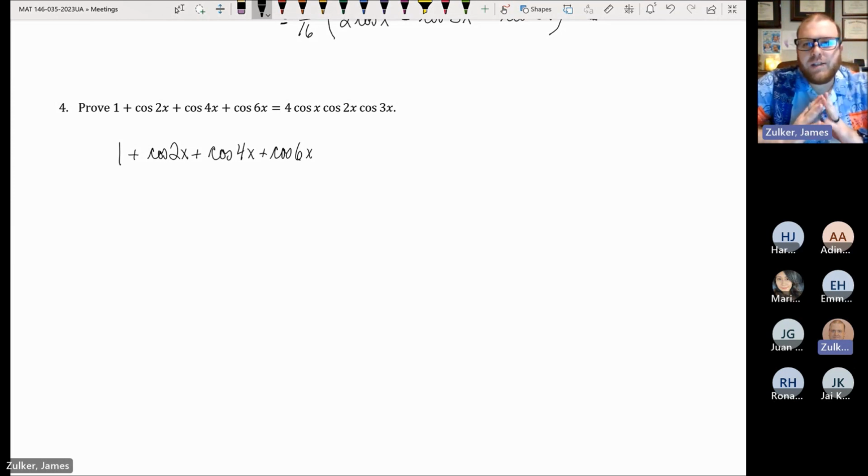And 1 plus cosine 2x plus cosine 4x plus cosine of 6x. By associativity, grouping doesn't matter. So why don't we group these two together? And then use the sum to product.